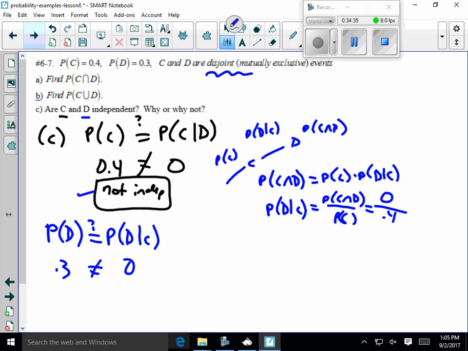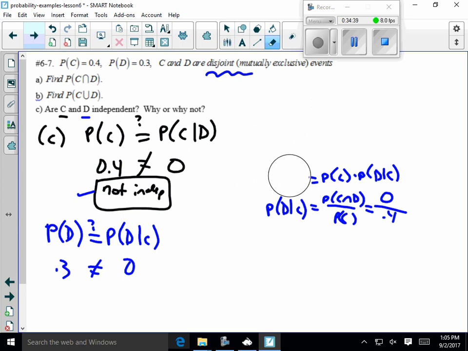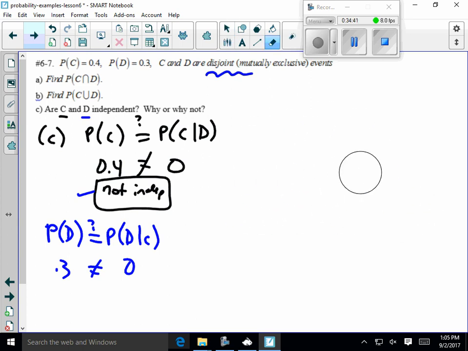Now, some books, this will be the only time in this video that I explain it this way. Some books talk about a test for independence, and what they say is basically this. They say, okay, the probability of C and D is the probability of C times the probability of D given C, right?